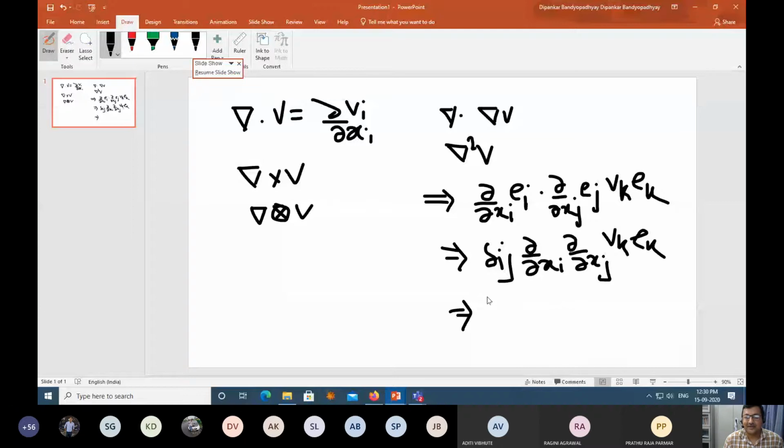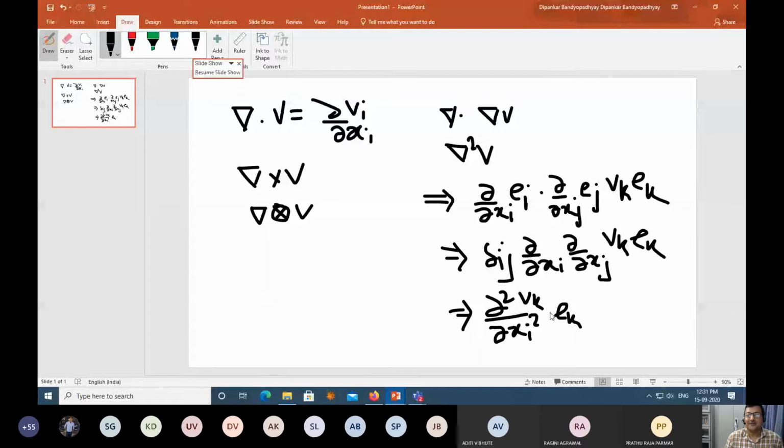So this will become what? Del square del x_i square. So these three will lead to this, and then I will have v_k, and then I will end up with a unit vector which is e_k. So here you can see that I have started with a velocity vector. If I take a gradient, I get a second order tensor, and then if I take a divergence of that, I end up getting another vector. Okay, so this will be nothing but a vector.